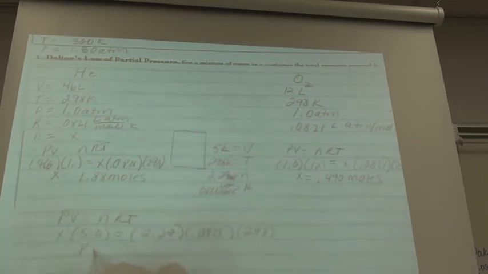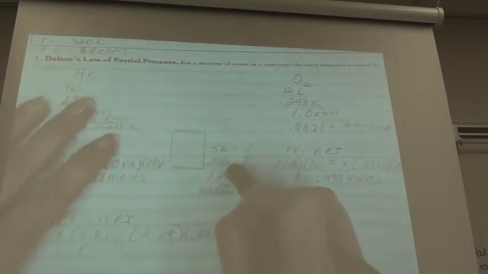The total pressure is equal to... what'd you get? 11. Yeah, I got 11.2. Ms. Adams, you added the moles. Is this wrong? Is that a .49? Yes. That would be 2.97.